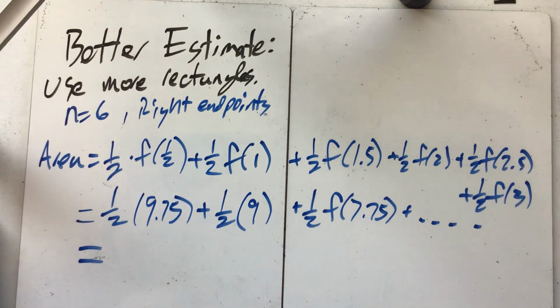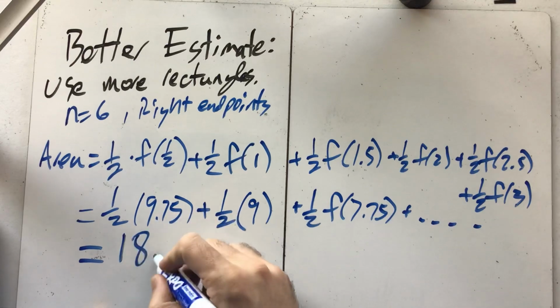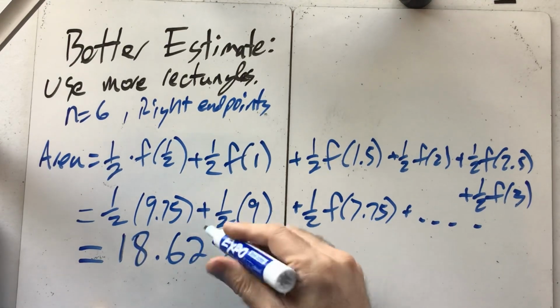Okay, so if I did it all right, I got 18.625 when I calculated that out. Sorry for the delay, but you know, it's just like we're in class. We would sit there and stare at each other while someone calculated this out as well.